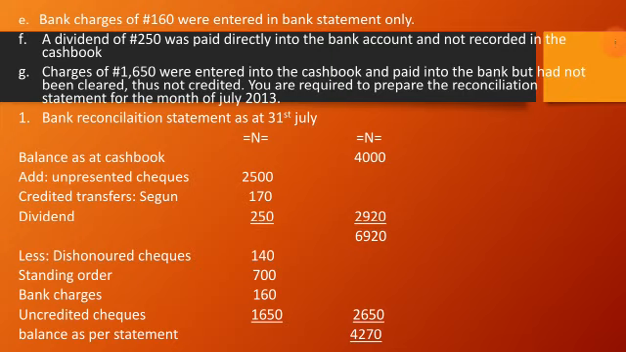Whenever you are doing your reconciliation and you are starting with balance as per cash book, whatever you arrive at will always be balance as per bank statement. Whereas when you are doing your bank reconciliation starting with balance as per bank statement, whatever balance you arrive at will always be balance as per your cash book. So let us look at the other side of it now.